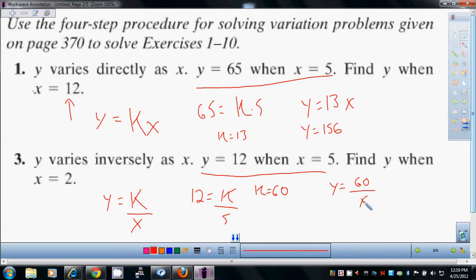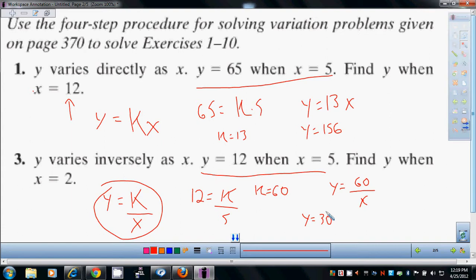Over 2. You go back to your original formula. So what is 60 over 2? There you go. And you've done the first two. They're all like this. The only thing that's going to change, well, there's one little bitty thing at the end, but it's very minor, I promise.